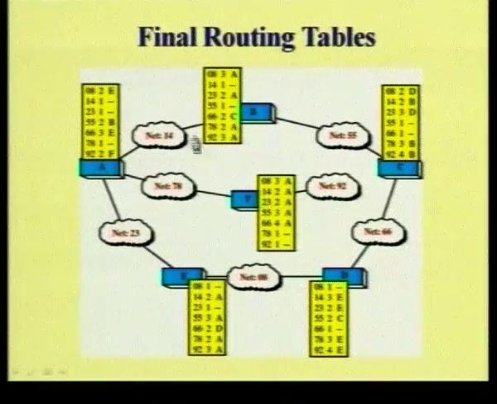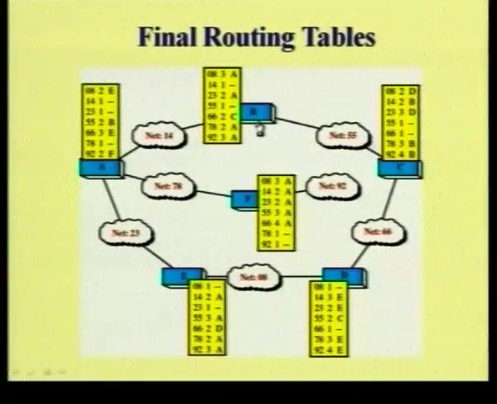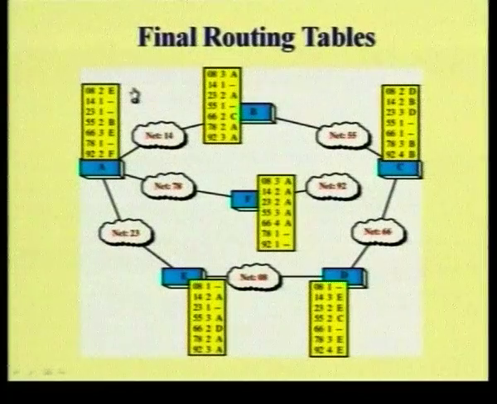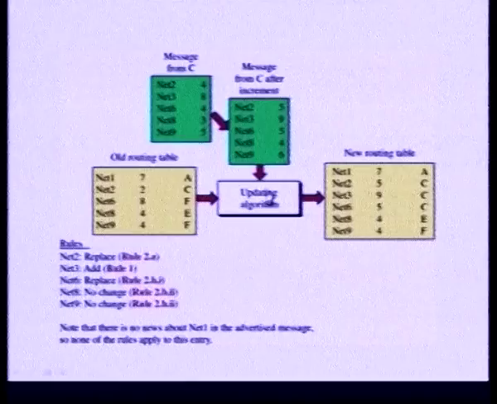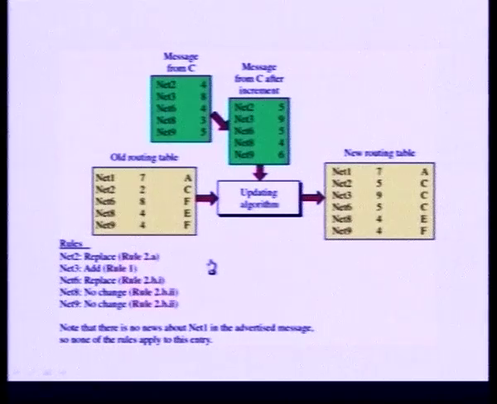Similarly, each router has the final routing table. Now it is this routing table that is consulted when the forwarding needs to take place. Alright. Now when any change happens, the change also will cause the entire routing table information to be updated.